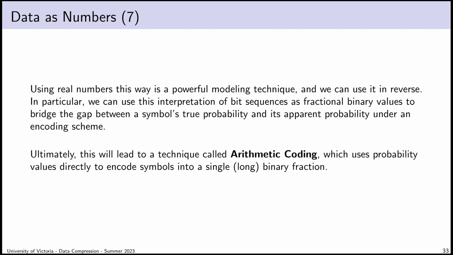And so maybe that allows me to bridge this gap with the symbol's real probability. So we saw already that if I have a symbol like A with probability 0.6, then the best I can do is encode A into a single bit. That's 0 or 1 or whatever, length 1.